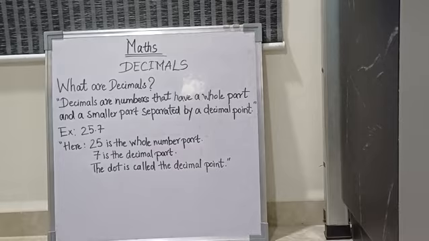The chapter is decimals. Okay, so what are decimals? Decimals are numbers that have a whole part and a smaller part separated by a decimal point.